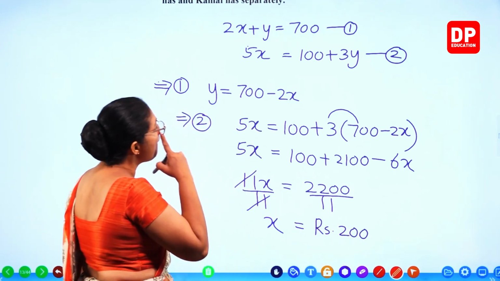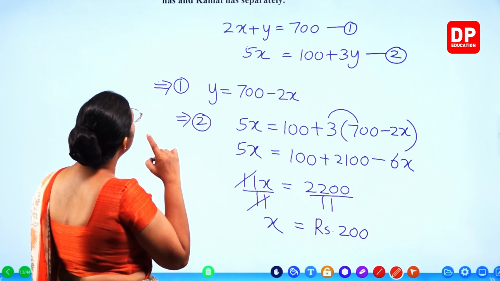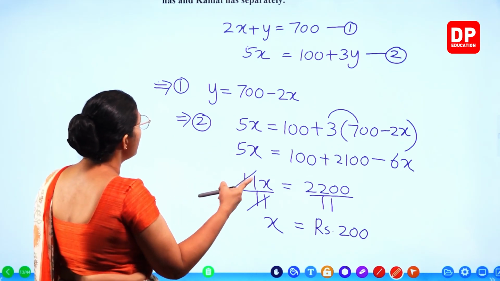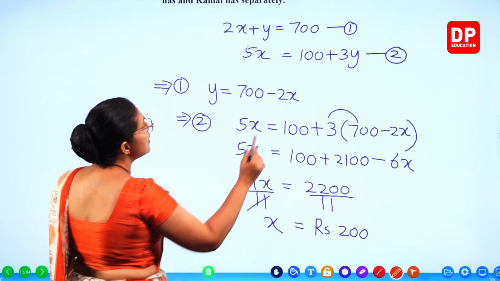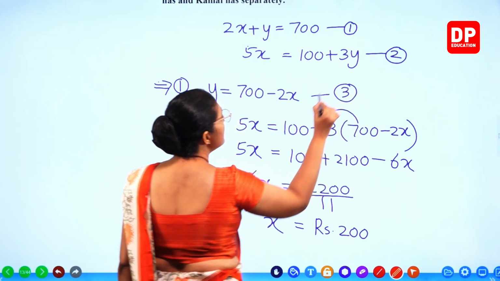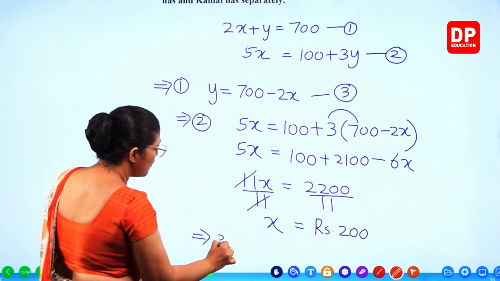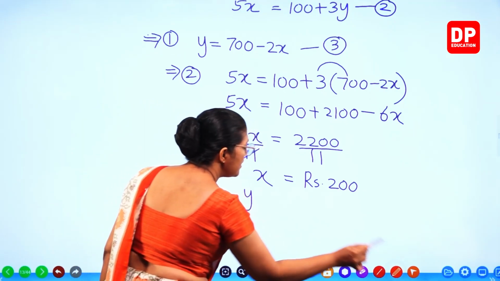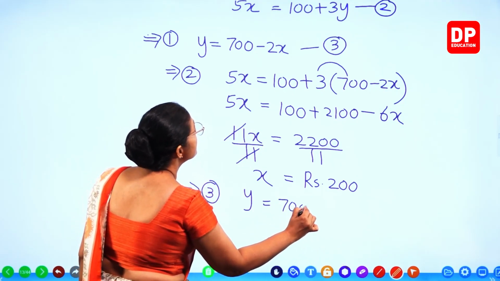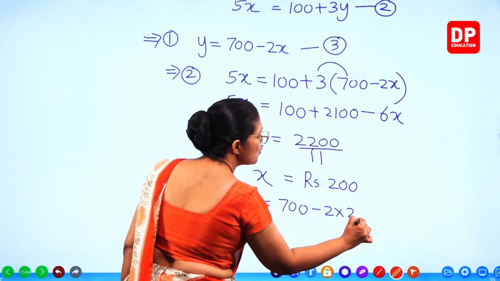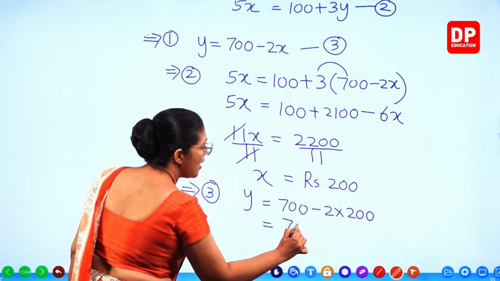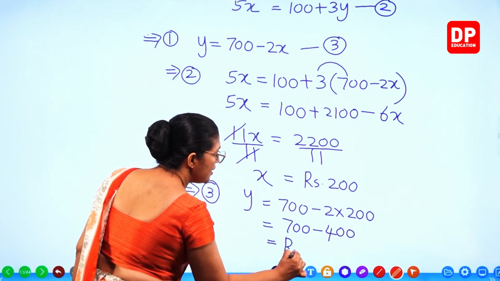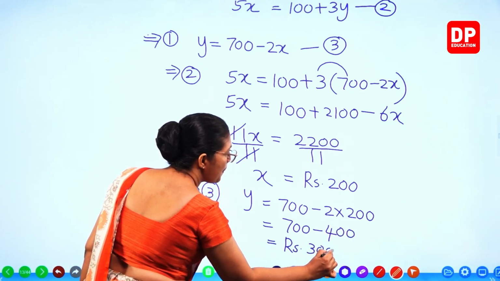So that means the amount that someone has is x. For Kamal, you can take the equation here. We'll take this as the third one. Substitute in the third one and find the y value. Y equals 700 minus 2 times x. X is 200. So 700 minus 400, you get 300 rupees.